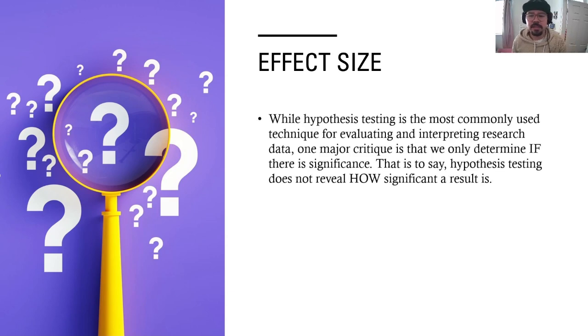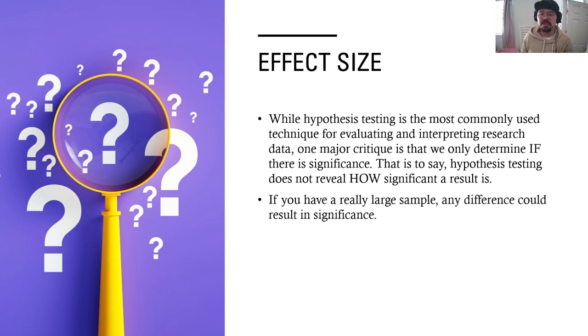All right, effect size. So while hypothesis testing is the most commonly used technique for evaluating and interpreting research data, one major critique is that we only determine if there is significance. Okay, think about it. Our step one is saying, is there not significance in our null hypothesis, or is there significance in our research hypothesis? So we're only saying there either is or is not significance. That is to say, then, that hypothesis testing doesn't reveal how significant a result is. If you have a really large sample, almost any difference can result in a significant finding.